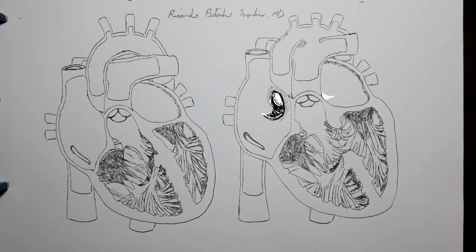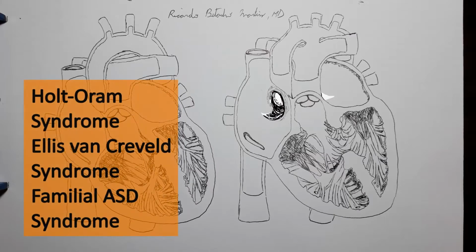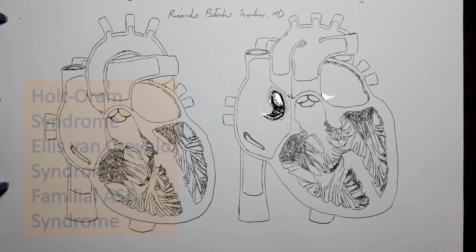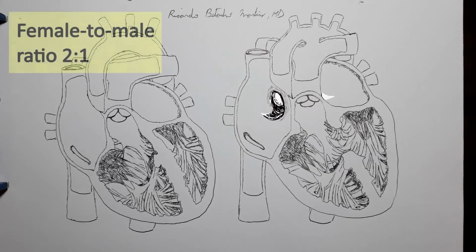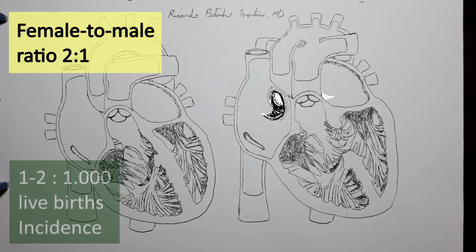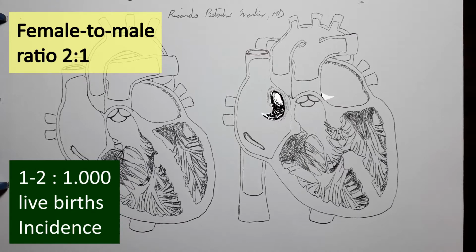Overall, atrial septal defects are associated with a multitude of gene defects that control cardiomyocytes' growth and differentiation during atrial septum formation. Consequently, it's associated with multiple syndromes, such as Holt-Oram syndrome, Ellis-van Creveld syndrome, and familial ASD syndrome. Would you like to hear an extensive list of all the known genes associated with ASD? Yeah, I thought so. Just remember, ASD is twice as common in women than in men. Its incidence is 1 to 2 per 1,000 live births.